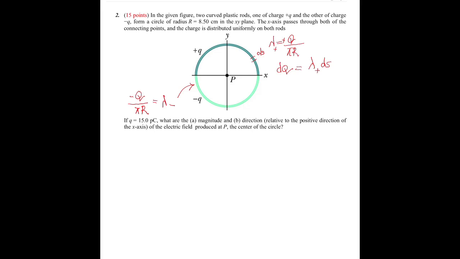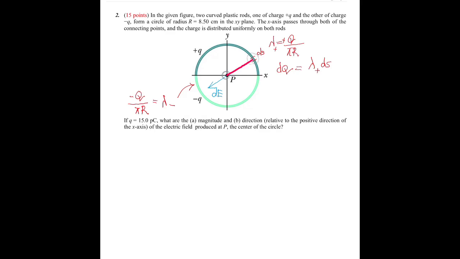So I'm going to select this small segment, so small that you can treat that as a point charge. And we know how to write down the electric field due to a point charge at any observation point. So this is my point charge, and this is the observation point. And let's get the direction of the electric field. So if I draw this line, I can see the direction of the electric field is in this direction. That is the direction of the electric field, and this electric field is dE.